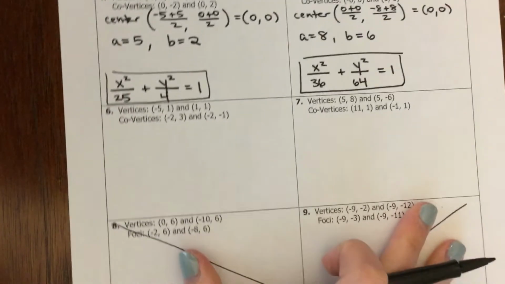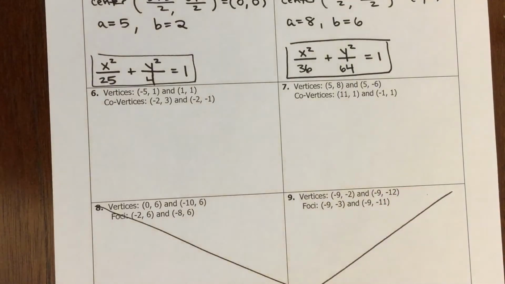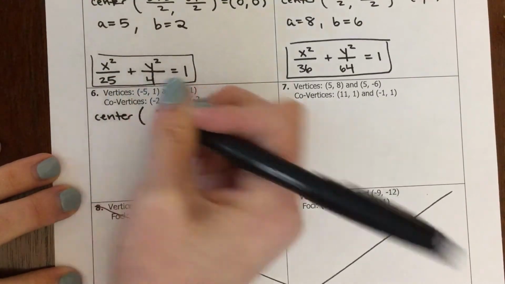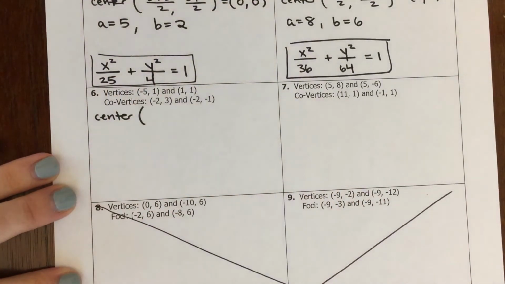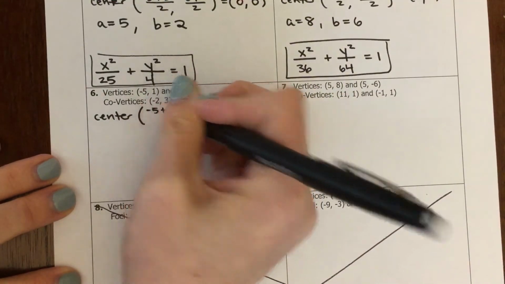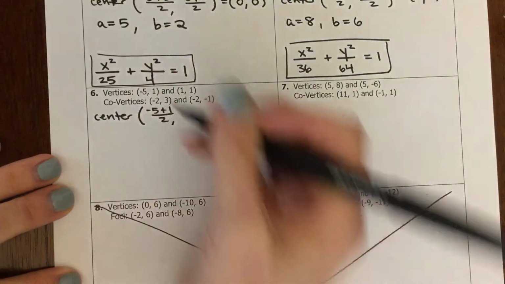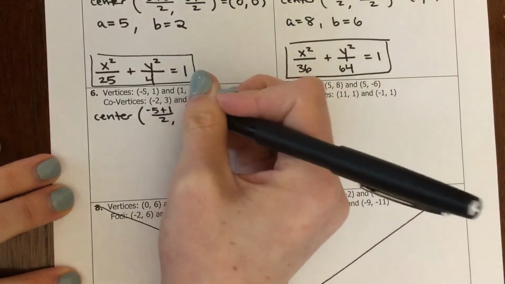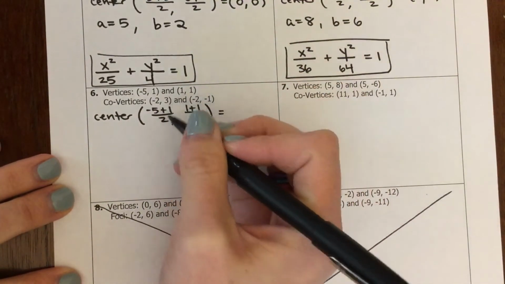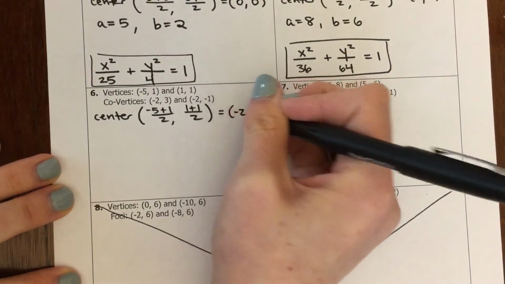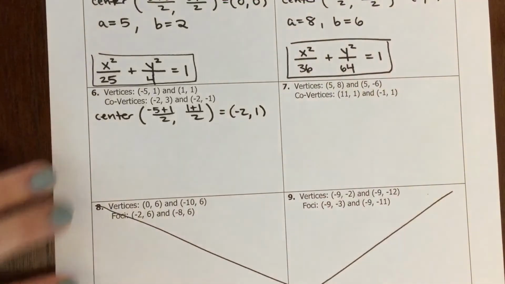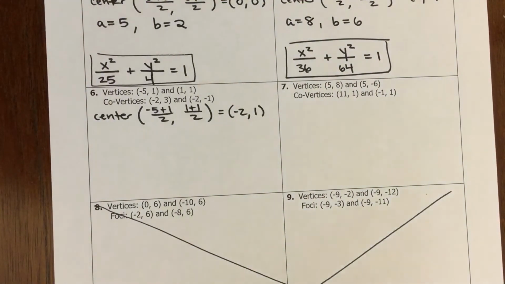Okay, so now let's look at these ones. These ones are no longer centered at the origin. So we're still doing our midpoint formula to figure out where our center is. So midpoint of our vertices, we do -5 plus 1. So add the x coordinates together and divide by 2. Add the y coordinates together and divide by 2. So here this is -4 over 2, which is -2. This is +2 over 2, which is 1. So that's the center.